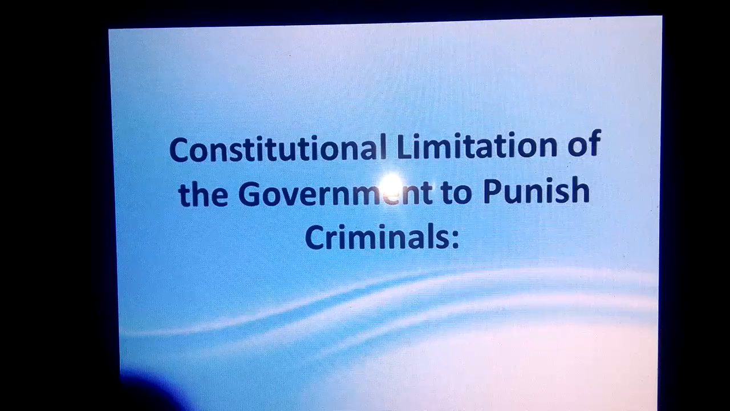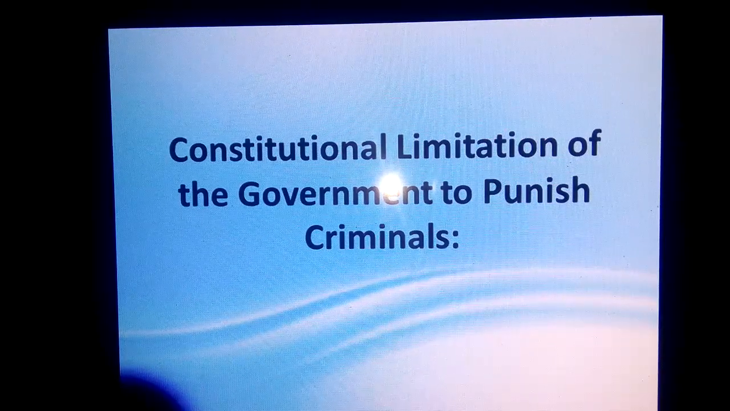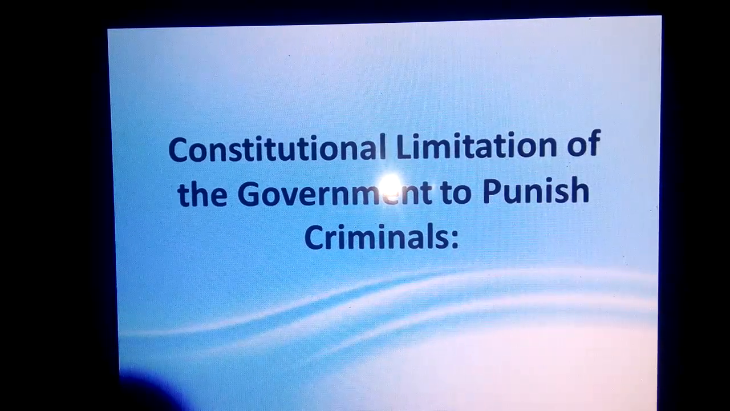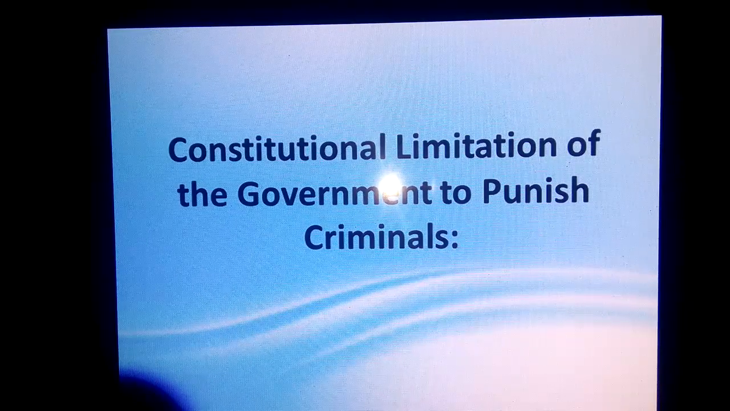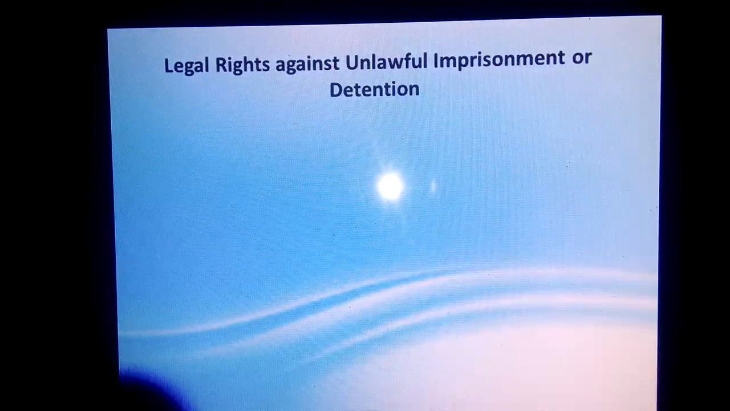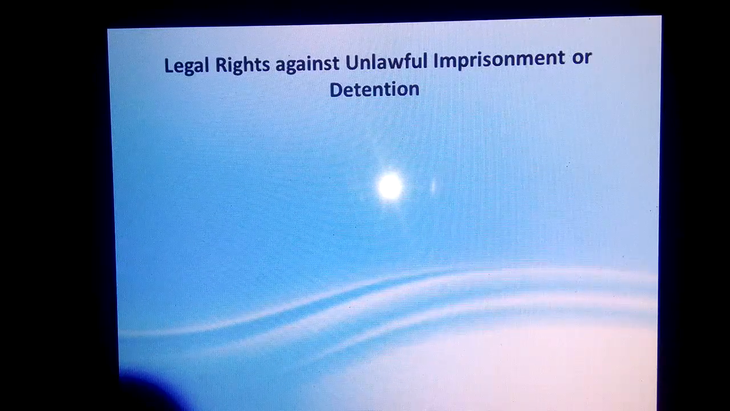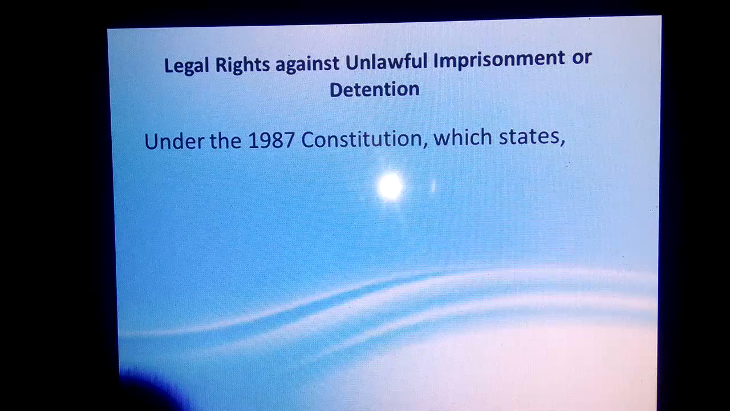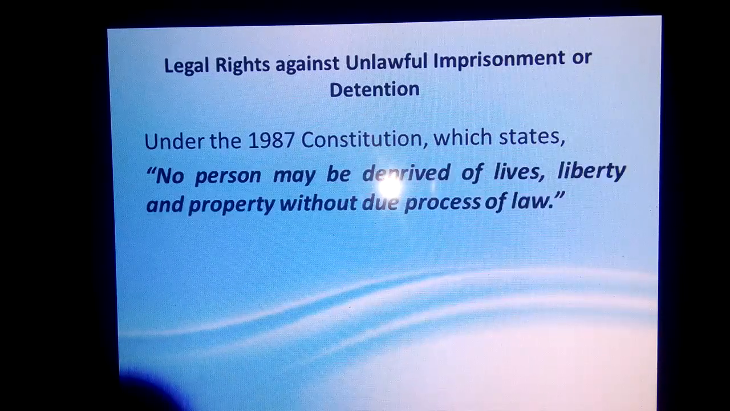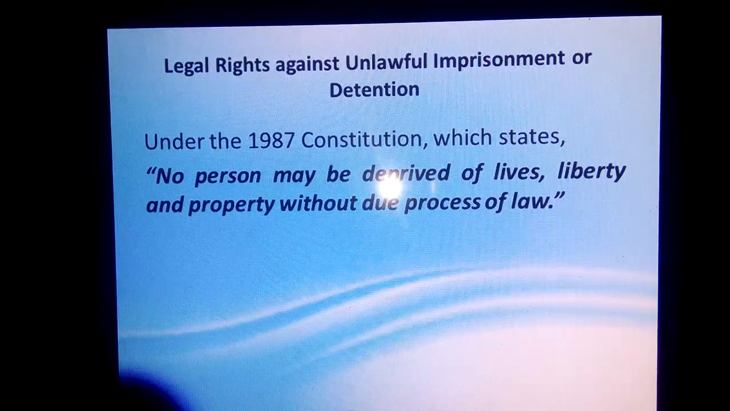Next, we have the constitutional limitation of the government to punish criminals. So, meaning to say, the government or the personnel of those bureaus or agencies that we are talking about have their constitutional limitation in terms of instituting punishment towards the criminals. So we have the legal basis as to the legal rights against unlawful imprisonment or detention. Based on the text under the 1987 Constitution, which states, no person shall be deprived of life, liberty, and property without due process of law.